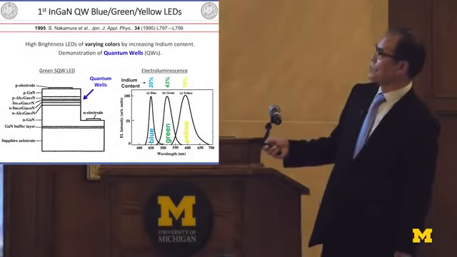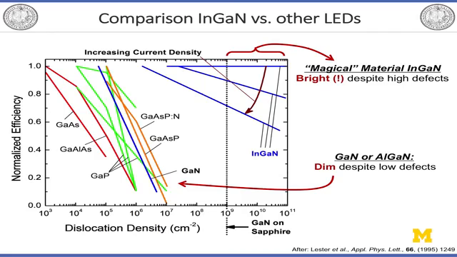This shows the efficiency of all kinds of conventional LEDs as a function of the dislocation density, the number of crystal defects. These are all conventional III-V compound LEDs. You can see that if the dislocation density is more than 10 to the third, the efficiency becomes smaller. That's the reason why in the 70s and 80s all scientists said the dislocation density, meaning the crystal defects, should be less than 10 to the third in order to make high-efficiency LEDs.